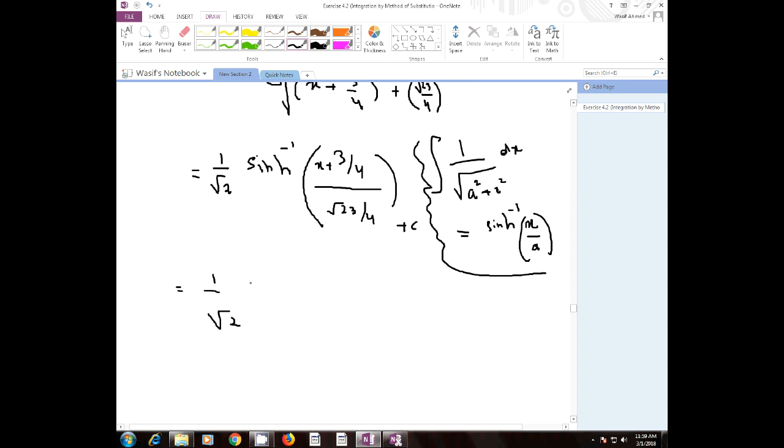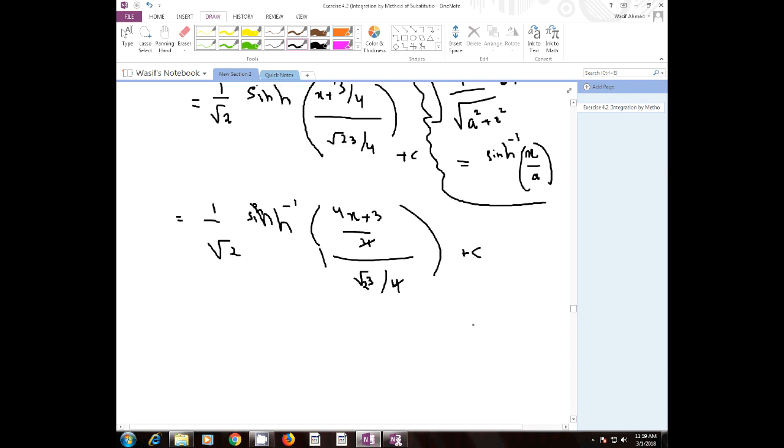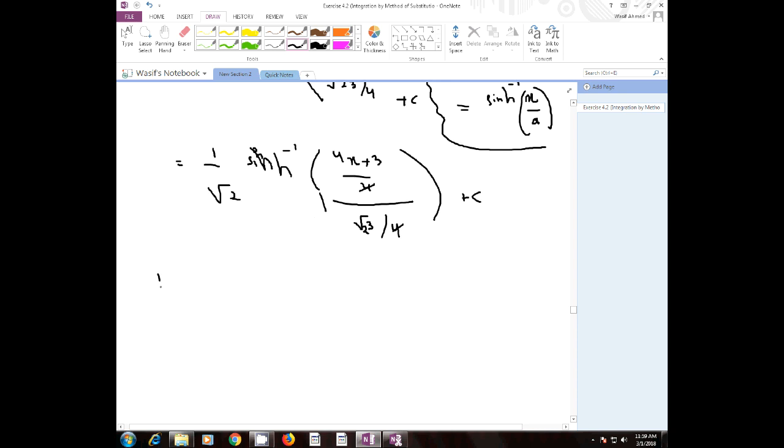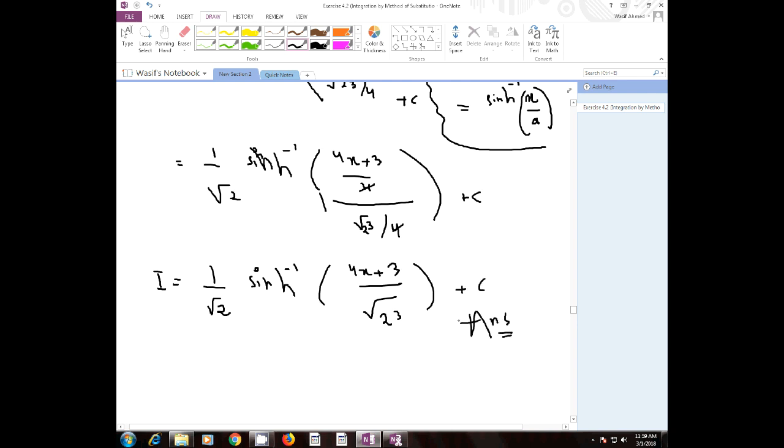Simplify. Sine hyperbolic inverse 4x plus 3 divided by 4 and whole is divided by square root 23 divided by 4. 4 and 4 get cancelled, and the final answer is I equal to 1 divided by square root 2 sine hyperbolic inverse 4x plus 3 divided by square root 23 plus a constant of integration. So this is the answer.